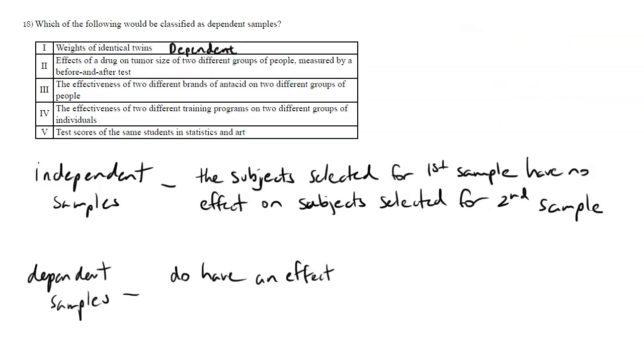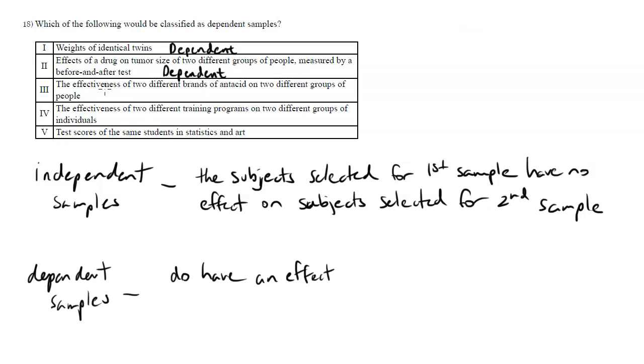Okay. So if I'm looking at the effects of a drug on tumor size of 2 different groups of people measured by a before and after test. Same kind of idea. I'm doing a before and after test. Doesn't that mean I test one person and then I have to test them again? Because I have to test them before they take the medication, and then I have to test that same person after they take the medication. Even though I'm choosing from 2 groups of people, once I choose that first subject, I've got to use that subject again. If I do a before and after kind of situation, that's dependent. Or even if I have a pairing, if we're talking about being matched, dependent.